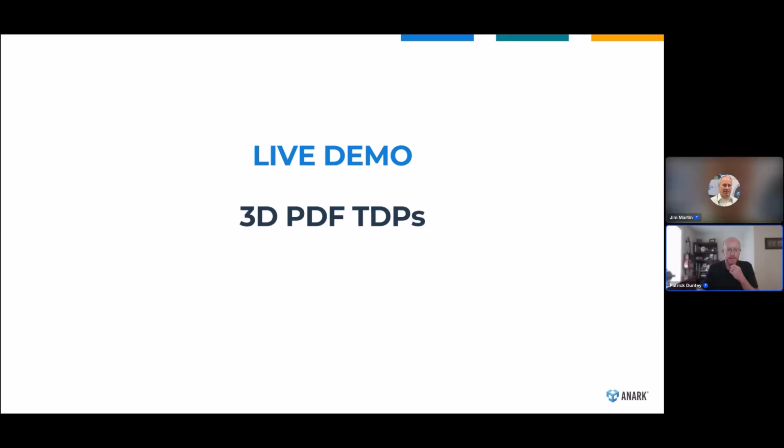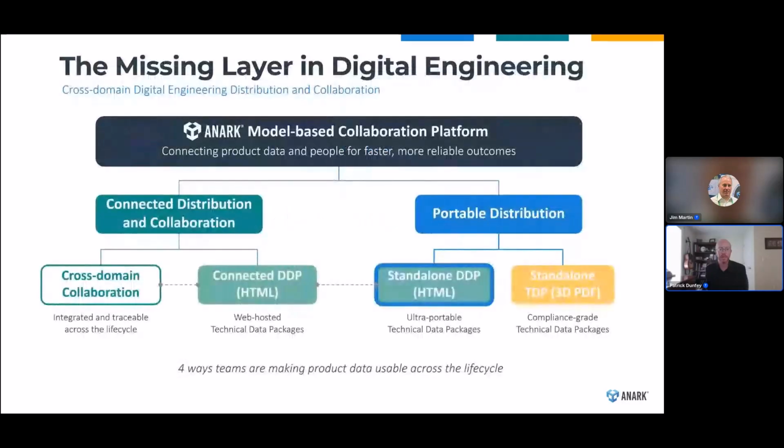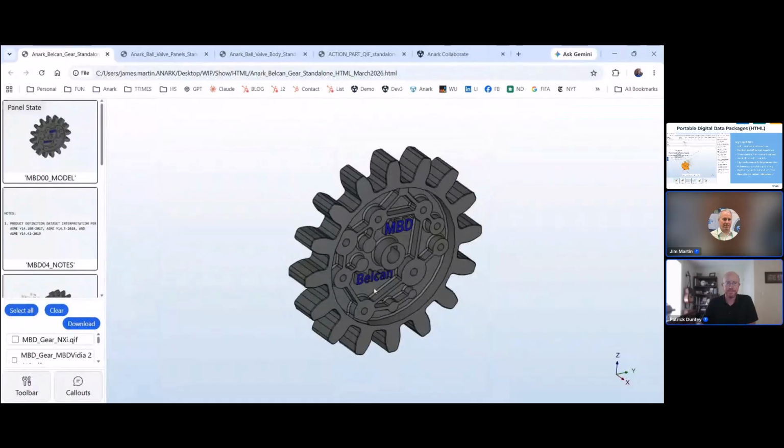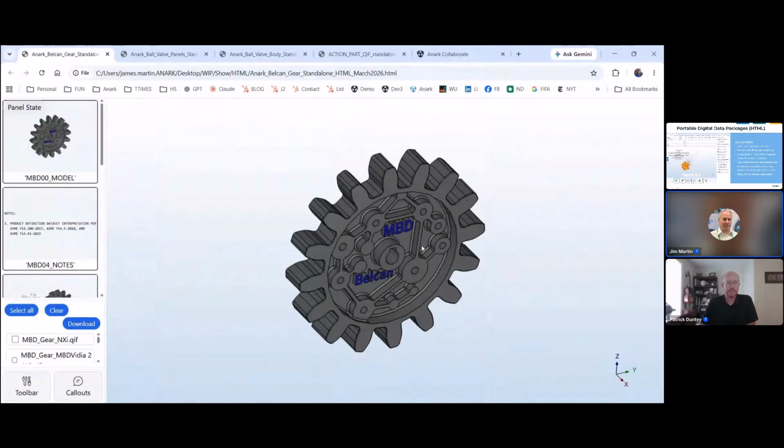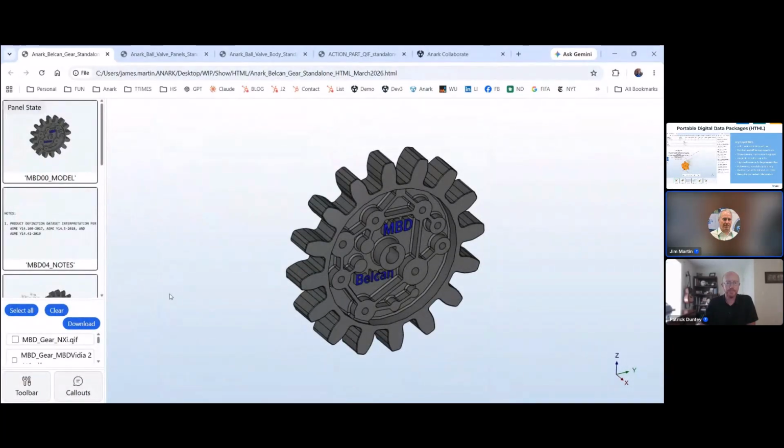Yeah, absolutely. I think the next one up that you have is the standalone digital data package. Maybe you could talk a little bit about the differences between the two, and then go through some of the demo. That'd be great. This is an example of our partner Belcan, who we work with on an assortment of different things. We're a little sample gear that they put together where they're going to put together a more complex model. This is what we're calling a digital data package.